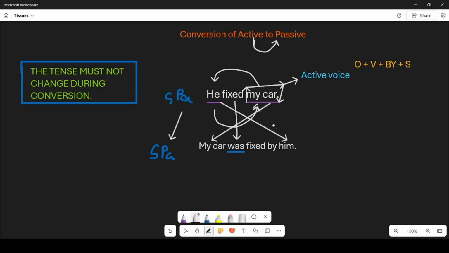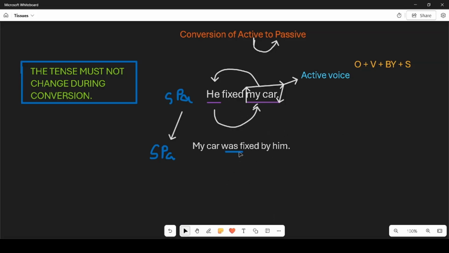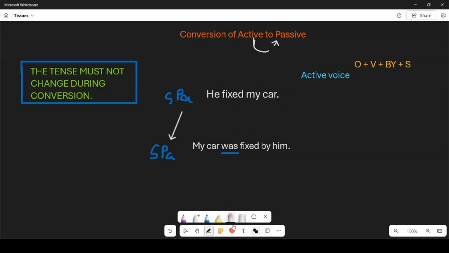So let me make this chart a bit more convincing. Wait, I'll erase everything over here, and I'm going to erase this too.